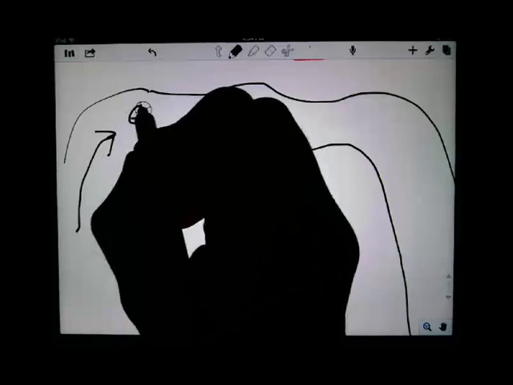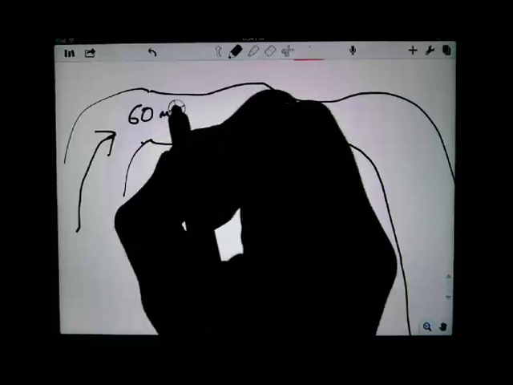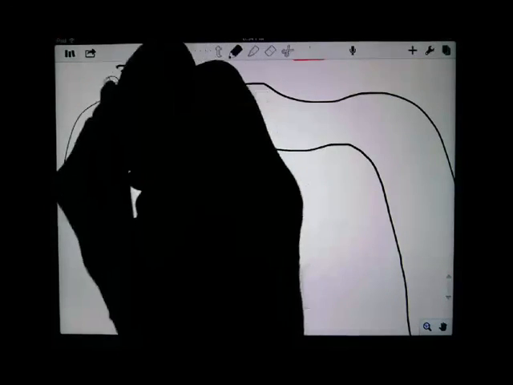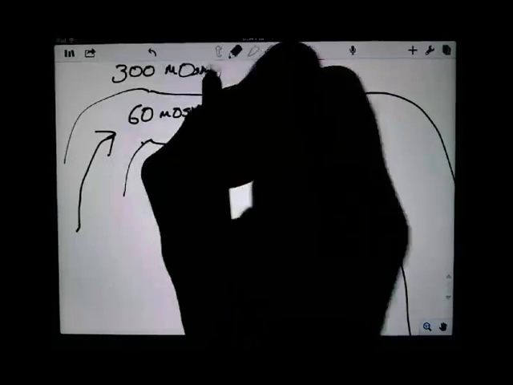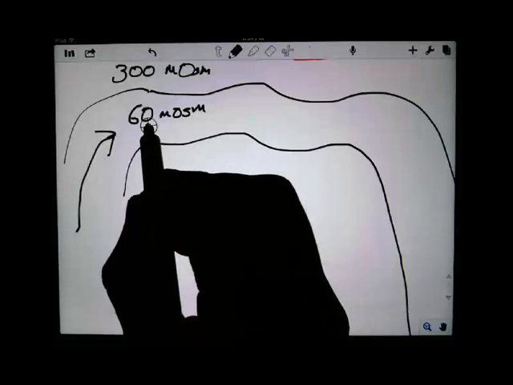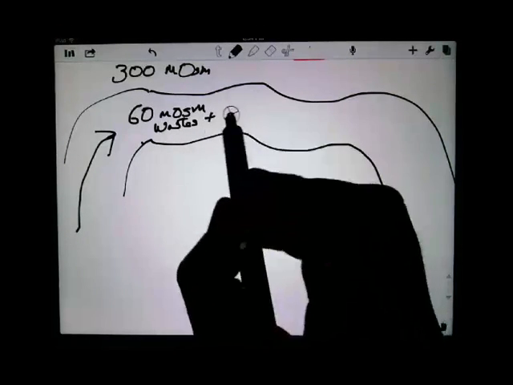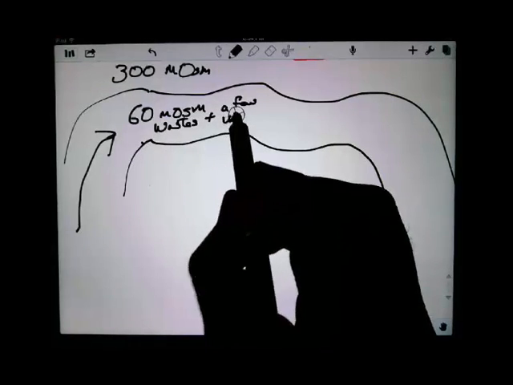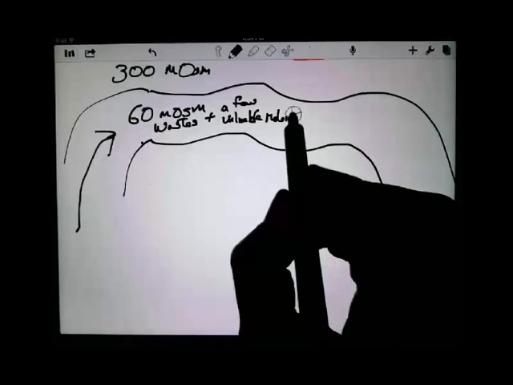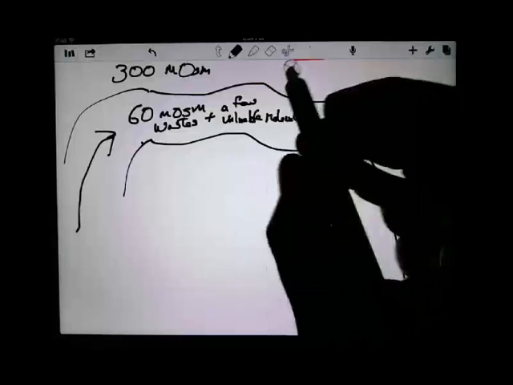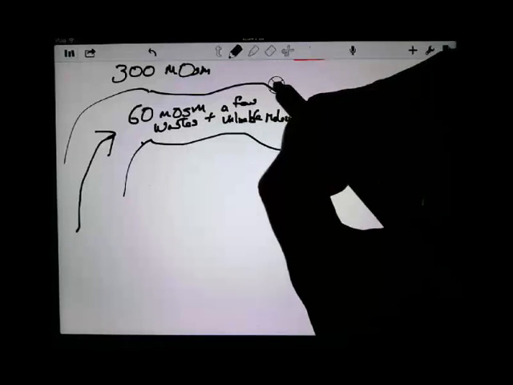What you have is about 60 milliosmoles here, which is much lower than the 300 milliosmoles outside. But nearly all of what's on the inside here is wastes plus just a few valuable molecules. Enough to make it worth recovering them. And so that's what's happening in the distal convoluted tubule.